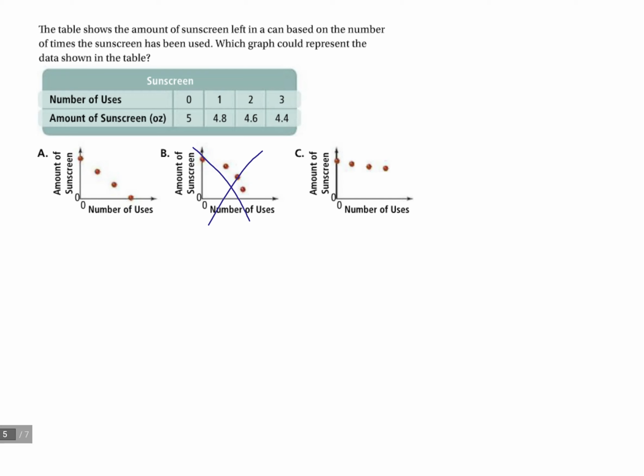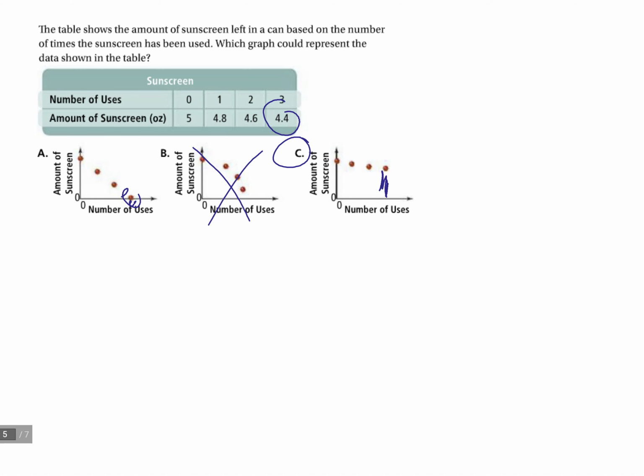And the answer is, now you got to look at where the graph is showing that we end up. Okay, we end up with 4.4 in our data. So this graph is showing definitely not at 0. This graph is showing definitely at 0. Okay, so after our fourth use, we're out of sunscreen here. After our fourth use here, we still have sunscreen to go. So the better choice here, even though they both show a line, the better choice here is answer C. Okay, that's the idea.